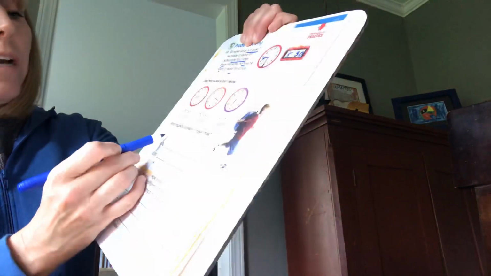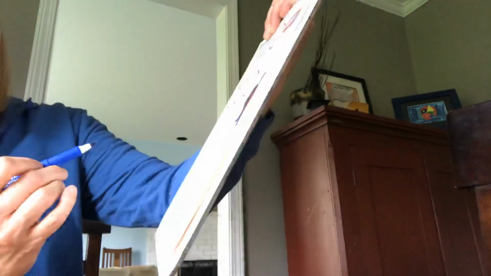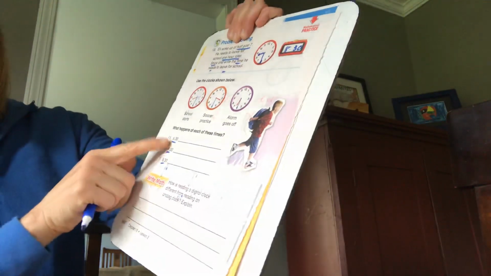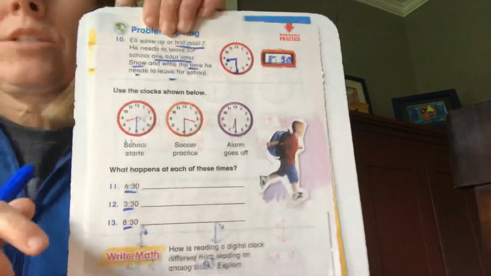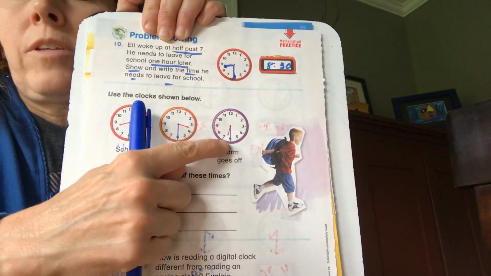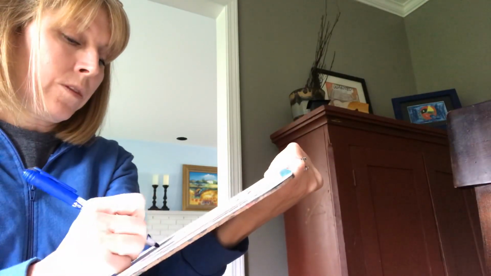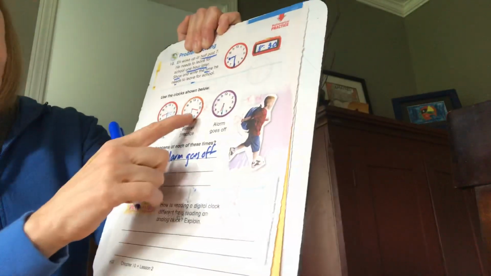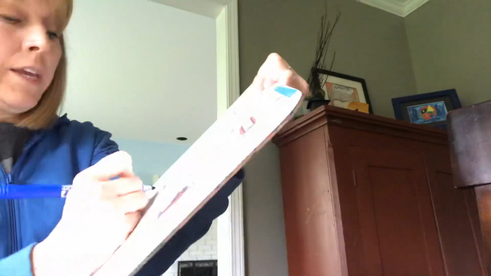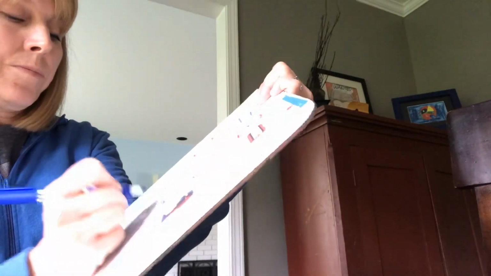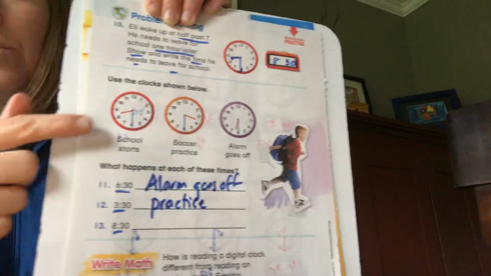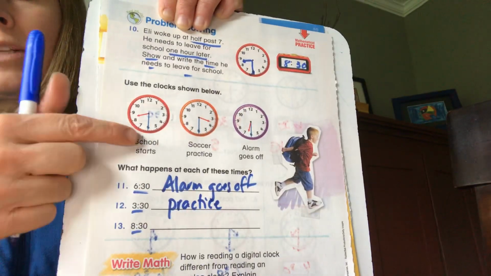What happens at each of these times? 6:30, 3:30, and 8:30. So at 6:30, which clock says 6:30? So it's half between the 6 and the 7. It says alarm goes off. Okay, at 3:30, so this one is 3:30, between the 3 and the 4, he has practice. And then at 8:30, between the 8 and the 9, 8:30 is school. Yay! School. I miss school.